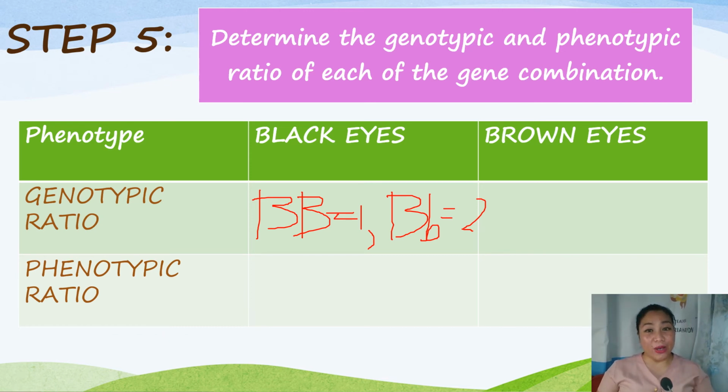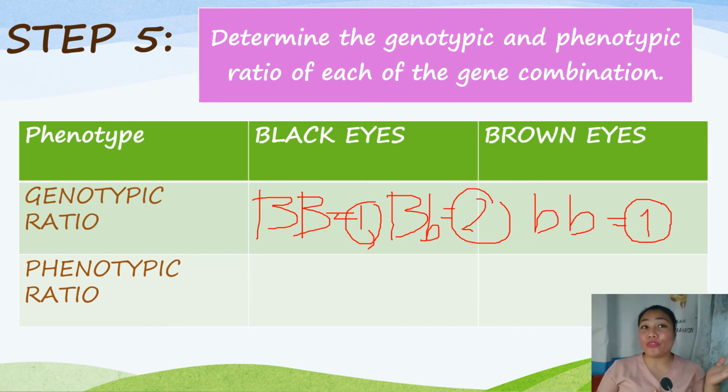And the last combination is homozygous brown eyes. And how many did we get? That's 1. That is great job. Therefore, our genotypic ratio is 1:2:1.